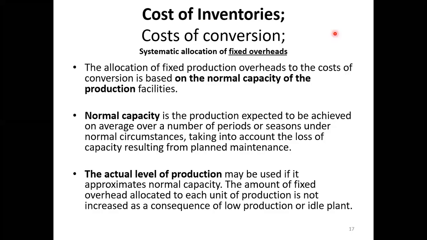Toner capacity is 10,000, but actual production is 7,000 or 12,000. So in that time, the actual production is 7,000 or 12,000, right? The actual level of production may be used if it approximates normal capacity. The amount of fixed overhead allocated to each unit of production is not increased as a consequence of low production or idle plant. So again, I ask one question regarding the same scenario.